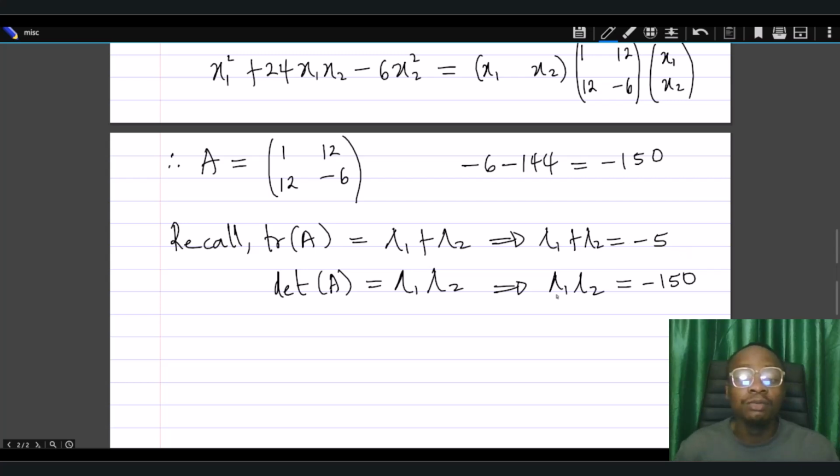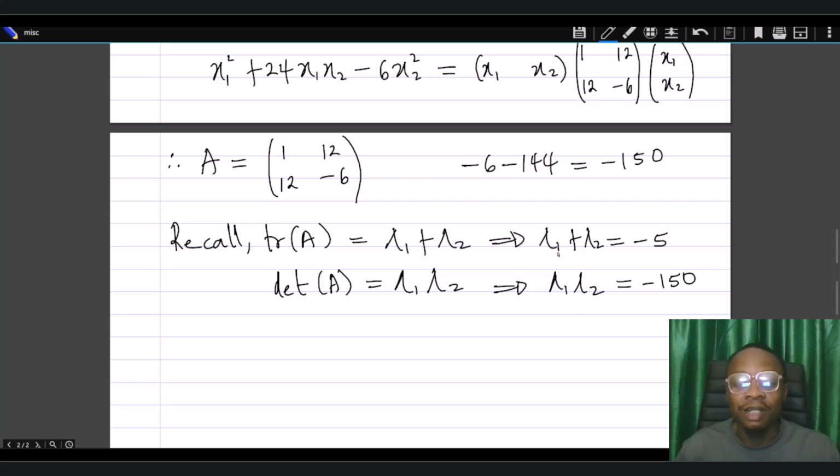Okay, so you can then solve these two simultaneously, or that is not so difficult. You can also think about what are those two numbers which, when multiplied, will give us minus 150, and when added, would give us minus 5. So if you can easily figure that out, fine. If you cannot, then consult your calculator.